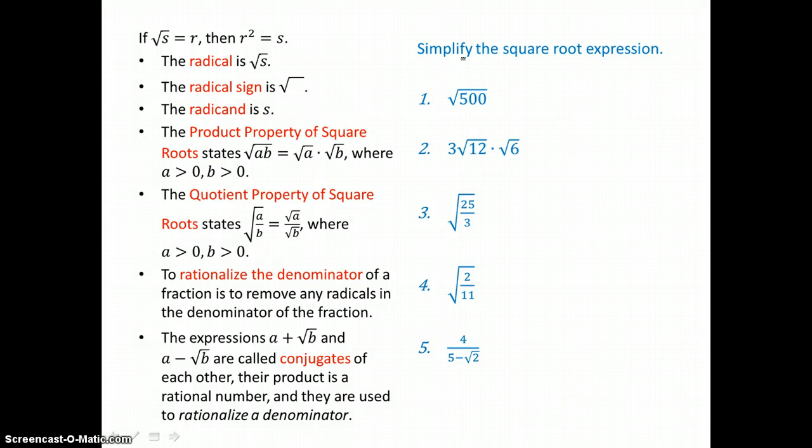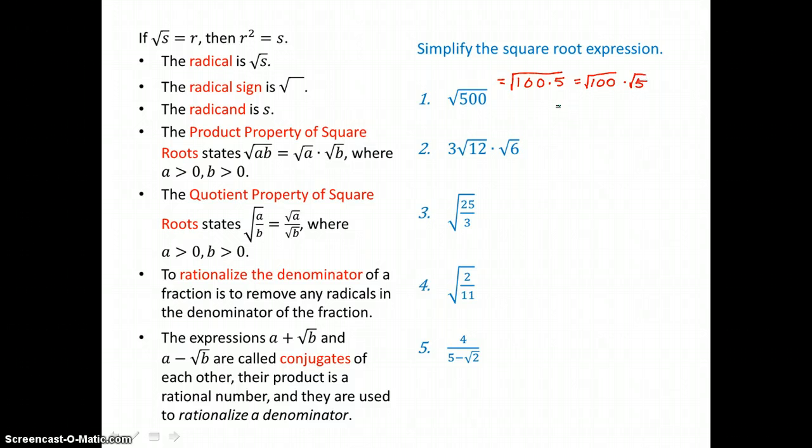To do that, we want to look for a perfect square factor of 500, the largest perfect square factor of 500, which is going to be 100. So I'm going to factor 500 into 100 times 5. And then I can use the product property of square roots and take the square root of 100 times the square root of 5.